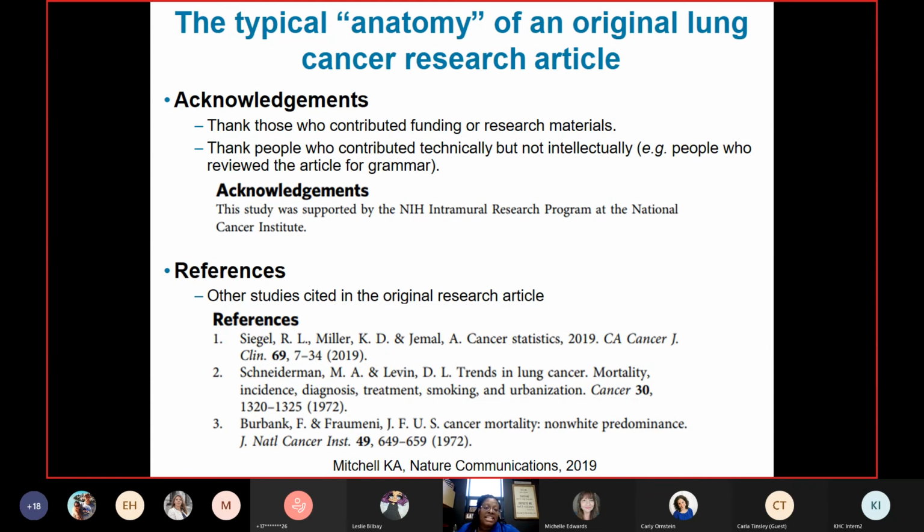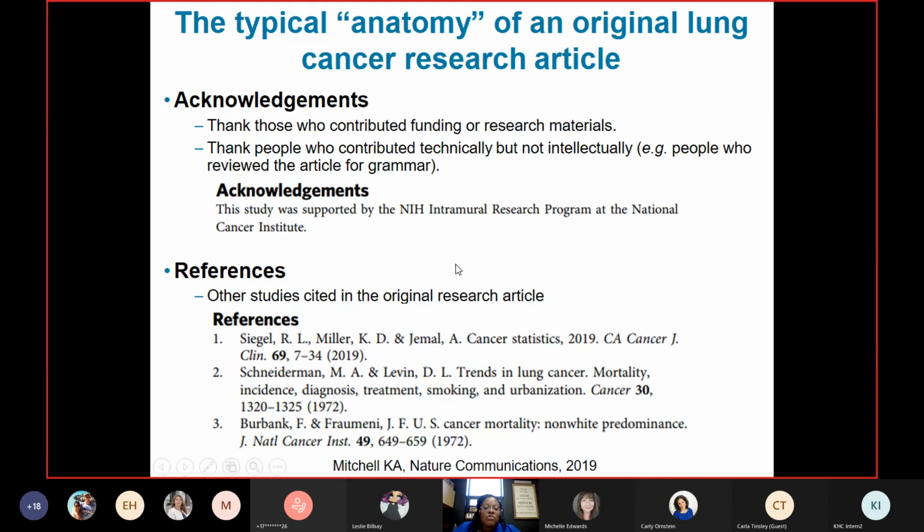Typically in the acknowledgements section, they are thanking individuals who contribute funding or research materials, or people who contributed to the research article, but not intellectually. Sometimes people provide technical support, maybe submission of the manuscript and supporting data. It could be someone reviewed the article for grammar, so there would be an acknowledgement statement. For this paper, the acknowledgement statement was to the National Cancer Institute because they funded my research study.